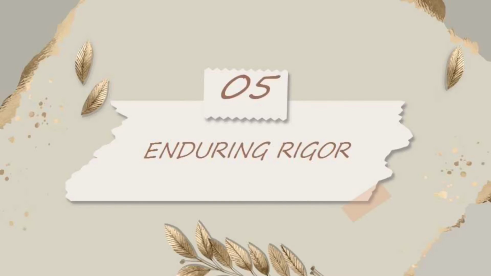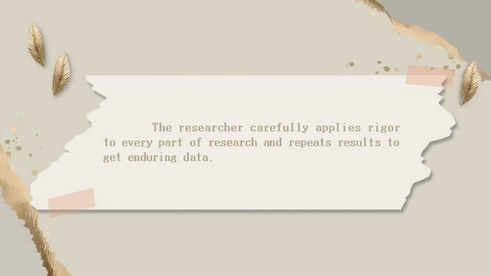Lastly is enduring rigor. The researcher carefully applies rigor to every part of research and repeats results to get enduring data. In this type of rigor, researchers intend to conduct reliable and valid research. The aim of establishing reliability and validity in research is to make sure that the data is reliable and consistent, and that the results are accurate. Also, this type of rigor is long-lasting.